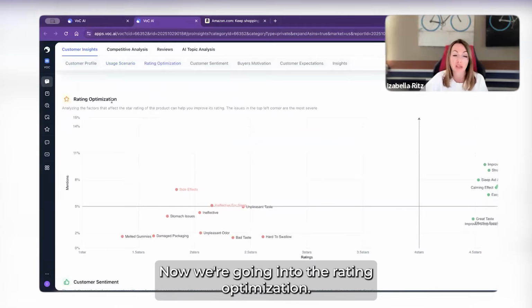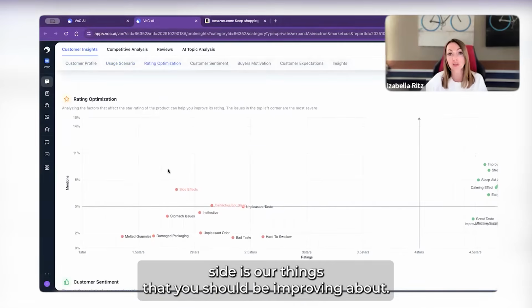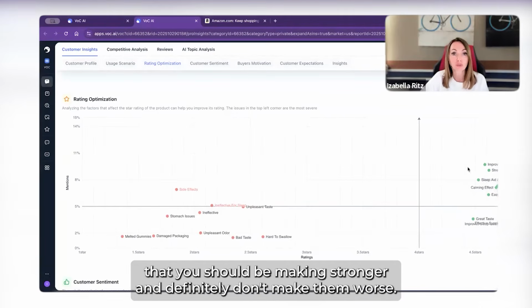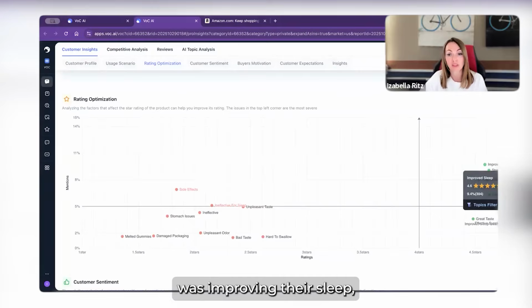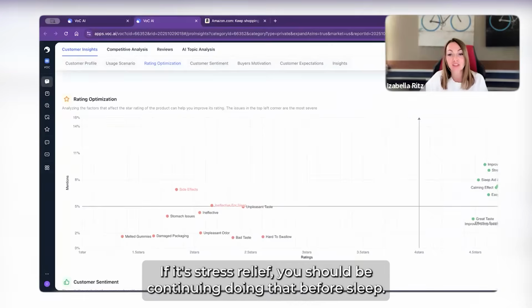Now we're going into the rating optimization. Everything that is on the left side are things that you should be improving about your product. And things that are on the right side are things that you should be making stronger and definitely don't make them worse. So if someone is testifying that the product they've been using was improving their sleep, which you definitely should not be doing worse, right? If it's stress relief, you should be continuing doing that.